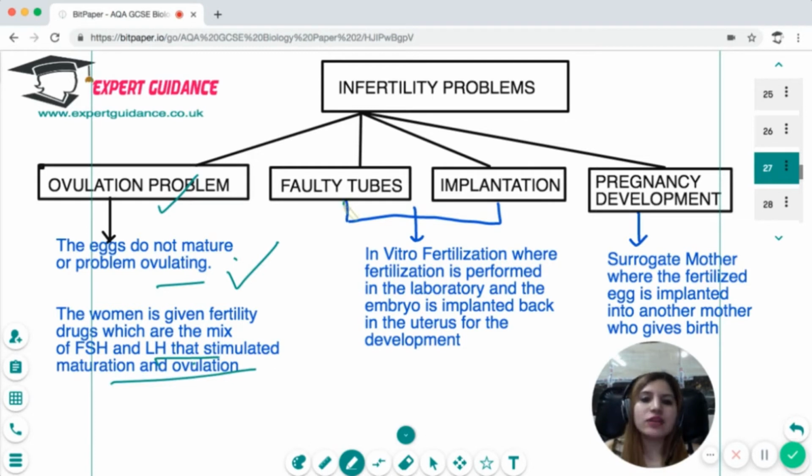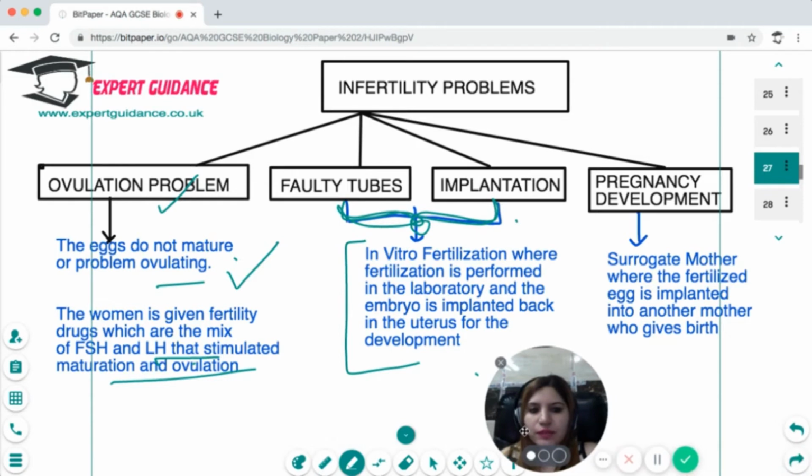At times, the tubes are faulty, so that the embryo is not able to come to the uterus, or there's an implantation problem. In that case, we perform in vitro fertilization, where embryos develop outside and are implanted back into the uterus for the development of the pregnancy. And in the third case, even if implantation happens, pregnancy development doesn't take place. In that case, there are problems with the uterus. So a surrogate mother, where the fertilized egg is implanted into another mother who gives birth, can be a solution.